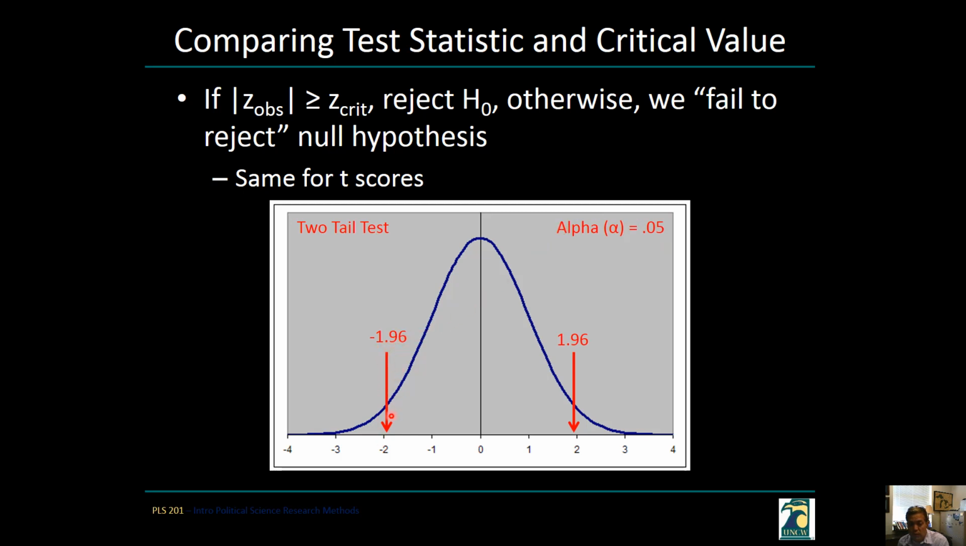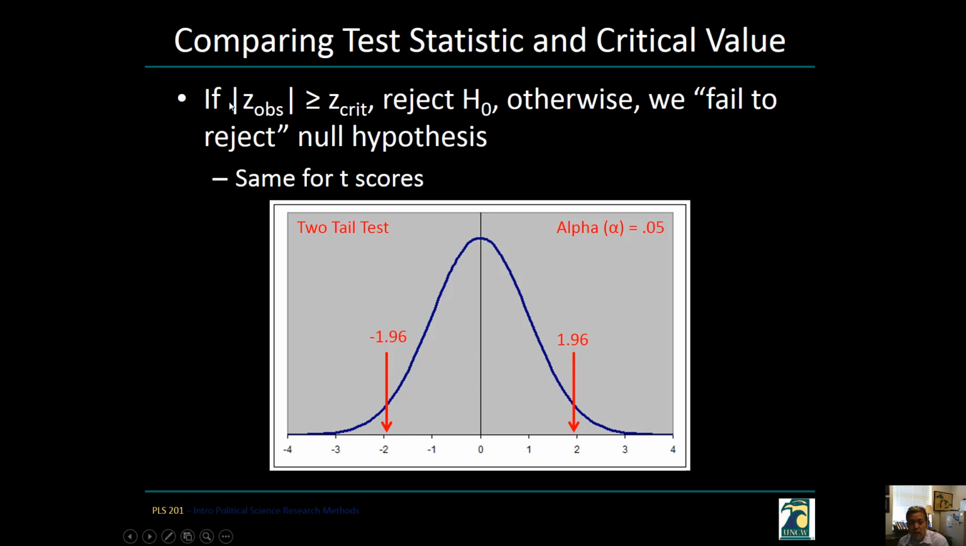Negative 1.96 over here, 1.96 over here. So all we're going to do is calculate a test statistic, and then plot it on this chart. If the test statistic falls right here, we're going to reject the null hypothesis, right? This is where that shaded region would be. Over here, we reject the null hypothesis. In the middle, we fail to reject the null hypothesis.